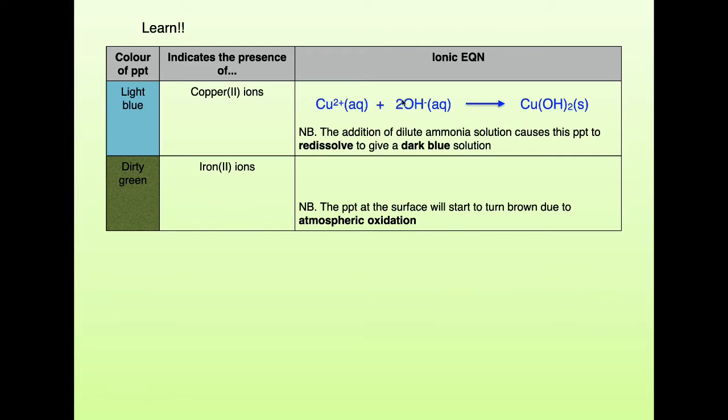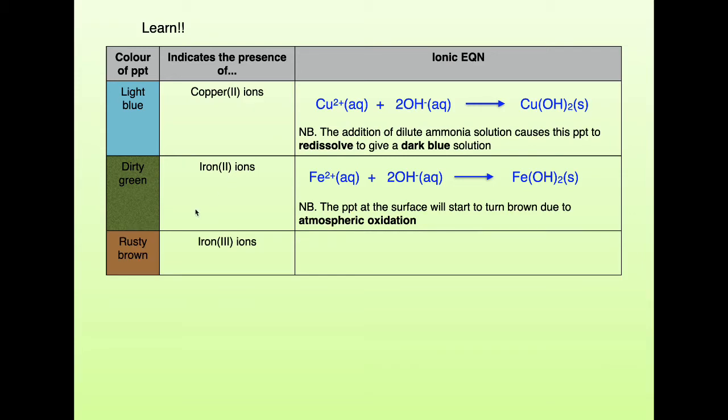If the precipitate you get when you add your sodium hydroxide is dirty green, then you had iron 2 ions present. What does the ionic equation look like? There you go. This is a dirty green precipitate. Gelatinous. It's kind of a chunky precipitate. The precipitate starts to go brown at the surface inside the test tube and on the sides of the test tube too because of atmospheric oxidation. So it gets oxidised from iron 2 to iron 3.